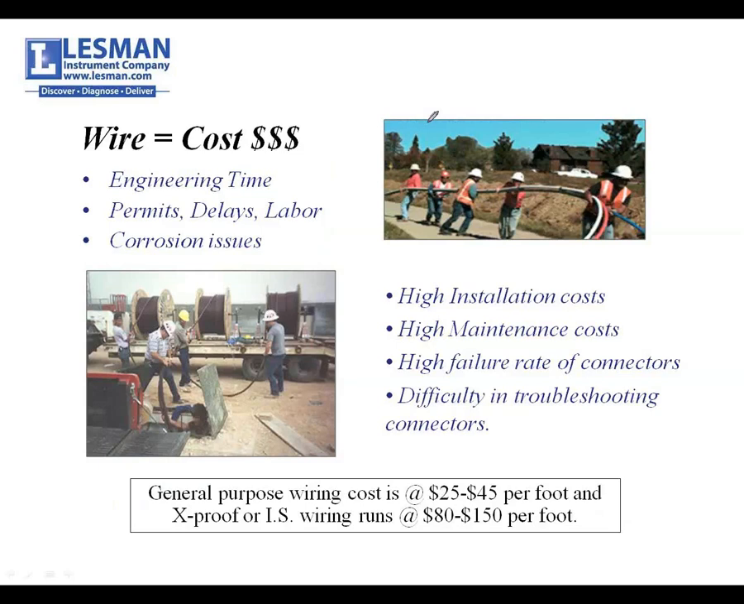Engineering time's a factor. Sometimes permits are a part of the deal. Often in an industrial environment, if you have to penetrate a wall, you've got to have drawings. We run into situations where the environment's so harsh that corrosion is an issue for the wire itself as well as the connection part of it, the actual termination. So anywhere there's wire, there's people working, there's high installation costs, high maintenance costs, the failure rate is fairly high. So we're virtually eliminating all this from our world.